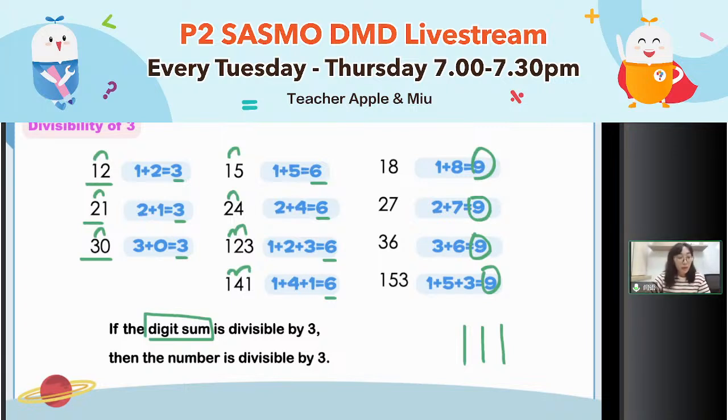Yes, good job. Why? Because 1 plus 1 plus 1, 111. Actually, you see, the digit sum is 3, right? So 3 is divisible by 3. That is why 111 is divisible by 3. Is that clear?